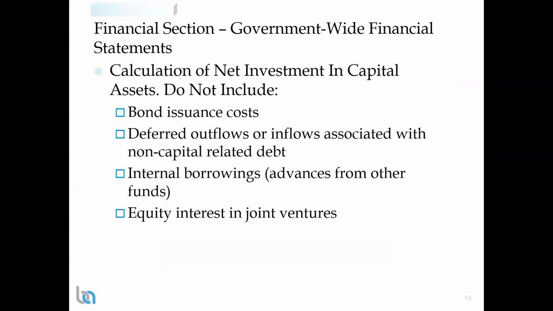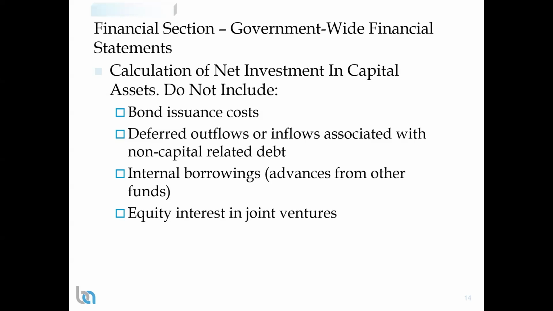These are things that you don't want to include in the calculation. So any bond issuance costs, those shouldn't be included in your calculation. Deferred outflows or inflows associated with non-capital debt. So you may have your pension bonds that you've issued that may have been refunded, and so you have a deferred gain or loss relating to a pension bond. Then you have another debt, which is a capital debt that was also refunded, so you have a deferred outflow for that as well. You want to exclude the amount that's relating to the non-capital debt.